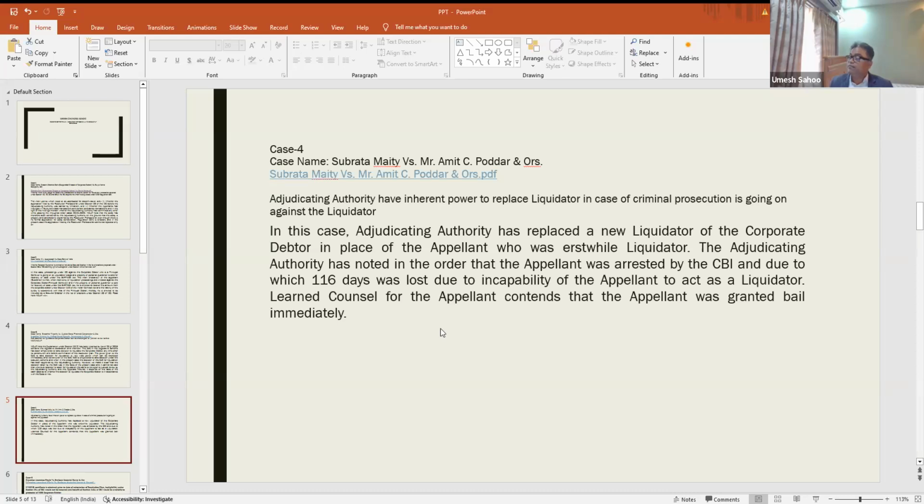Criminal proceeding is going on, sir. It is not proved that I am accused of things. So this case will clear this fact, but the main thing noted is that the appellant was arrested by CBI, due to which 116 days were lost due to the lapse of time and the time-bound process. So the liquidator who was arrested could not continue, and the authority has appointed a new liquidator.